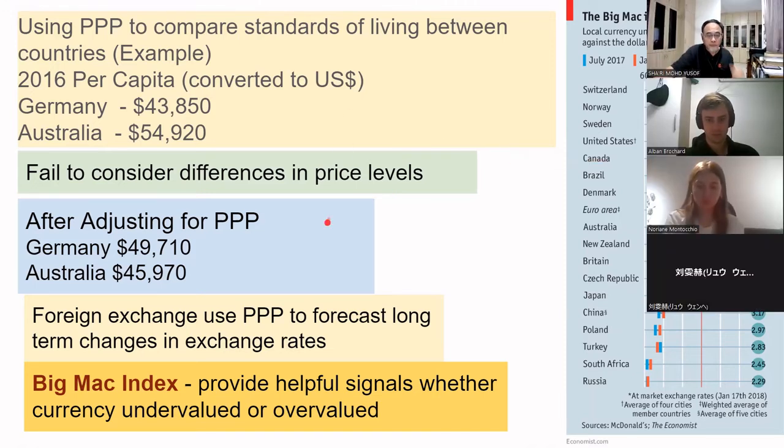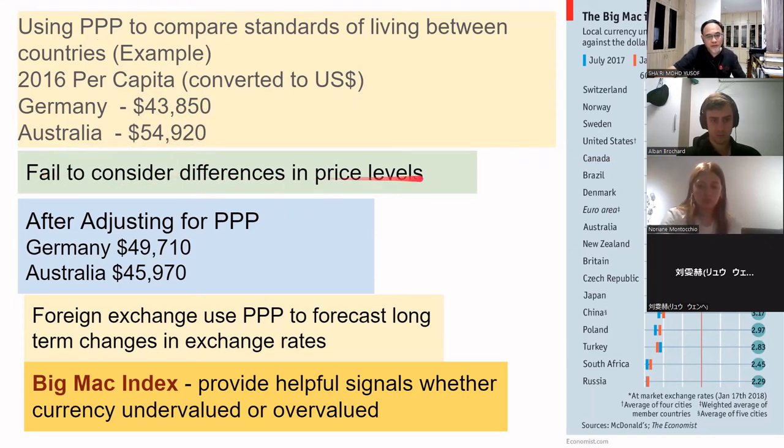Okay, just a little bit more on this PPP. Economists or businessmen have used PPP to compare standards of living between countries. For example, the per capita 2016 for Germany and Australia converted into US dollars: for Germany, 43,050, Australia is 54,020. It's just per capita, right?